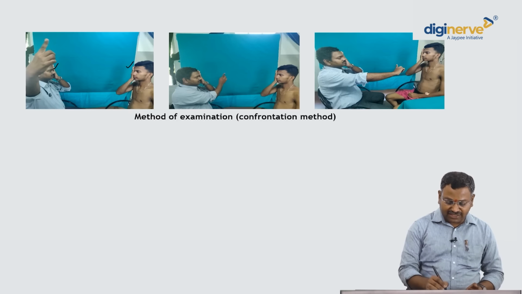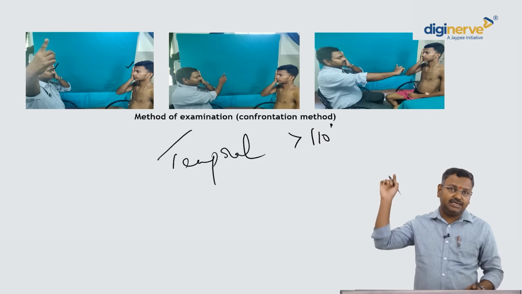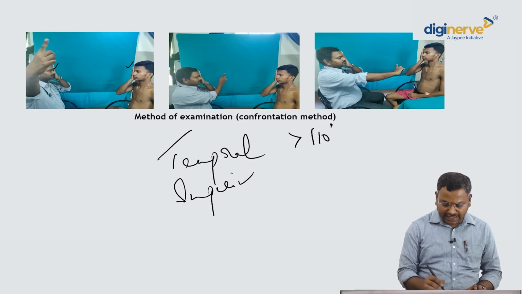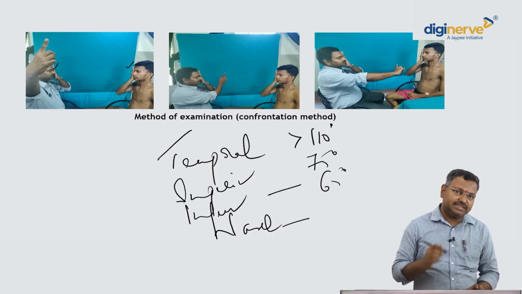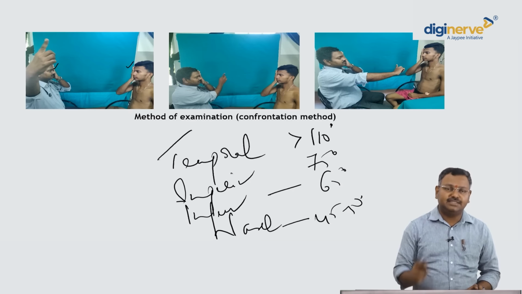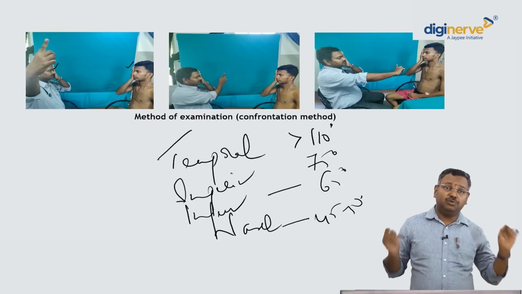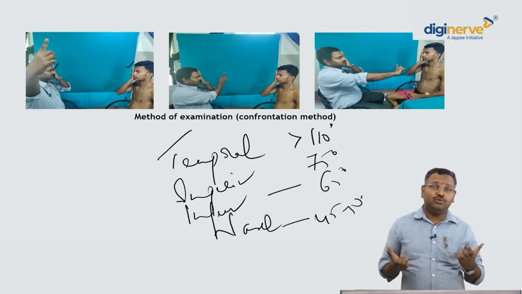If you look at the various fields, the temporal field is the largest, almost around 110 degrees. It is followed by the superior field and the inferior field, and the least is the nasal field. Around 75 degrees is the superior, the inferior is around 65 degrees, and the nasal field is around 45 to 50 degrees. That's the least. Very importantly, we use moving objects. You can also use a red colored object, because the peripheral retina is sensitive to color and moving objects.